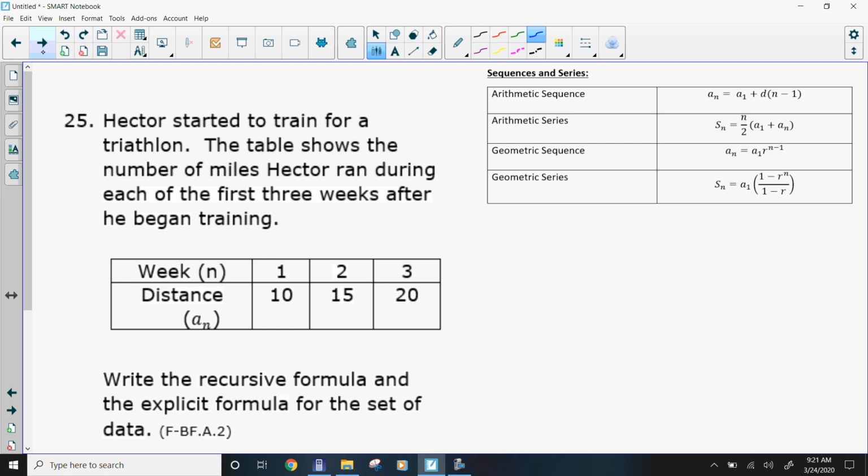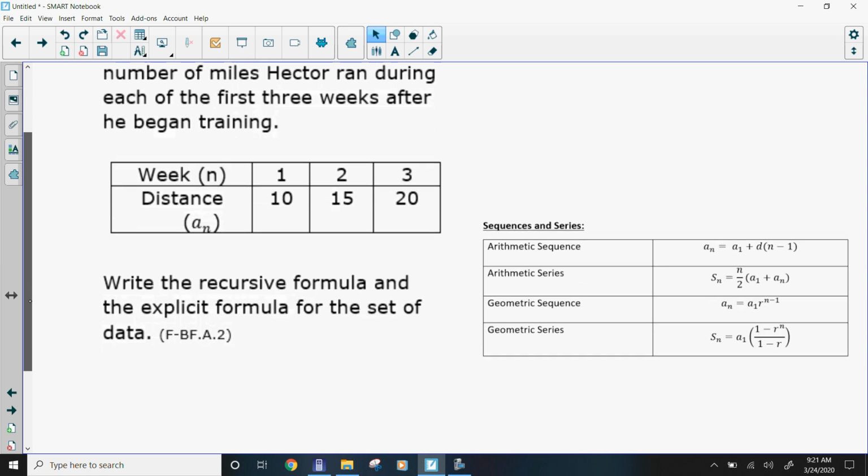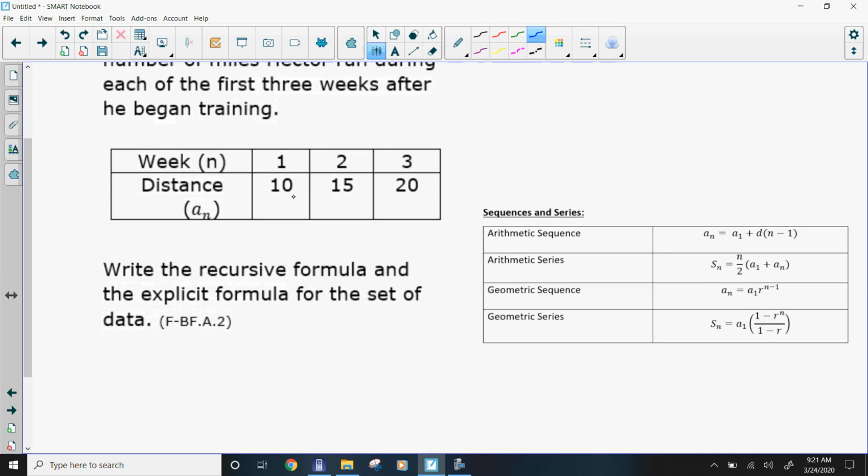Okay, next, Hector started to train for a triathlon. The table shows the number of miles Hector ran during each of the first 3 weeks after he began training. So let's see what we've got down here. What type of sequence is this? From here to here is plus 5. From here to here is plus 5. So this looks like an arithmetic sequence. It says write the recursive formula and the explicit.